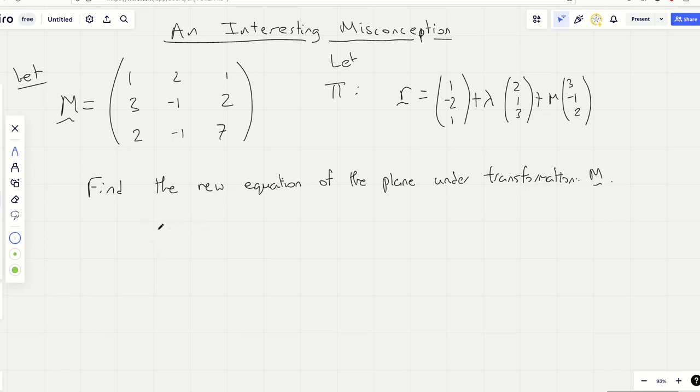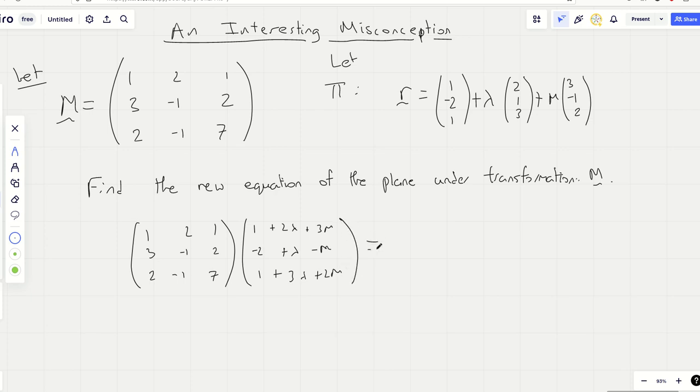A couple of immediate thoughts spring to mind. You could just multiply this matrix by your plane here, written as if it was a vector in parametric form, in terms of the two parameters lambda and mu. So you could multiply by 1 plus 2 lambda plus 3 mu, etc., minus 2 plus lambda minus mu, and 1 plus 3 lambda plus 2 mu. That should give you another 3 by 1, if you see what I mean, because you've got 3 by 3 here.